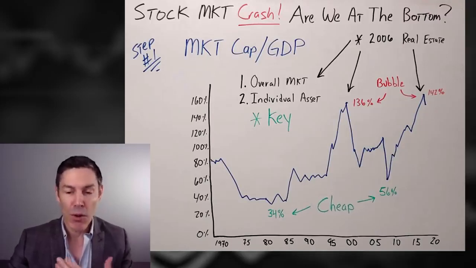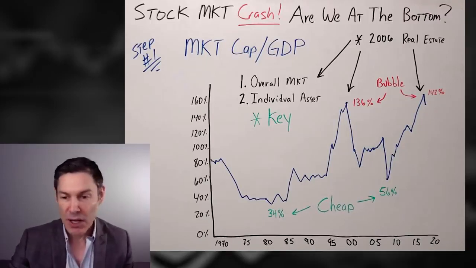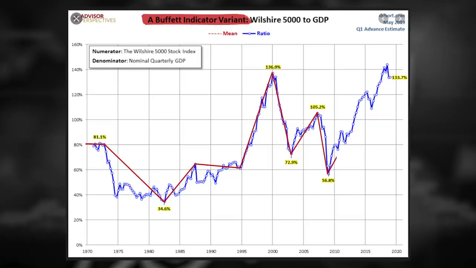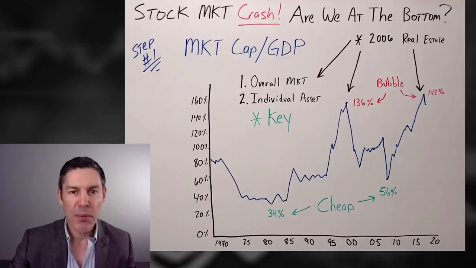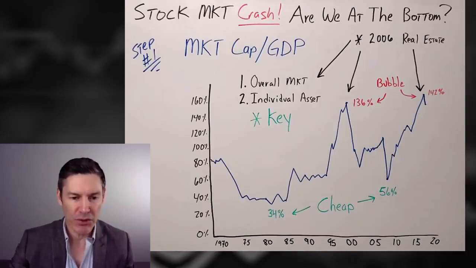The Fed comes in with quantitative easing, 0% interest rates, all the funny money, and the stock market goes up to an even higher level than it was in 2000, 142%. So it's pretty easy to understand what's going on here.